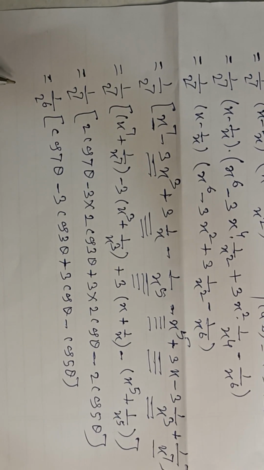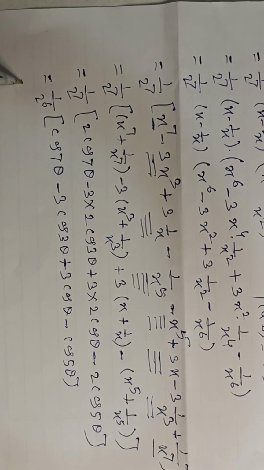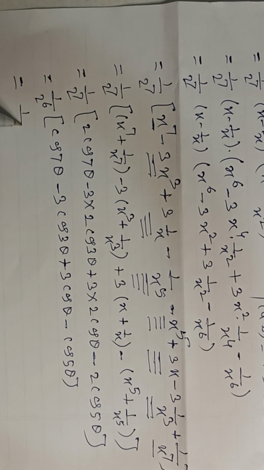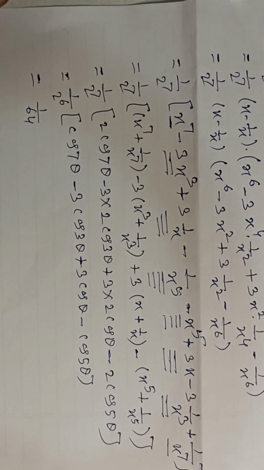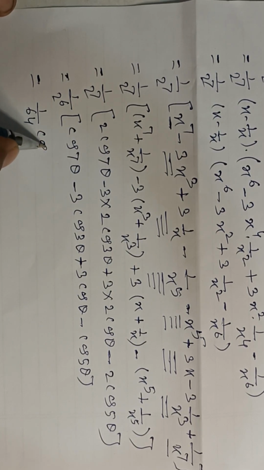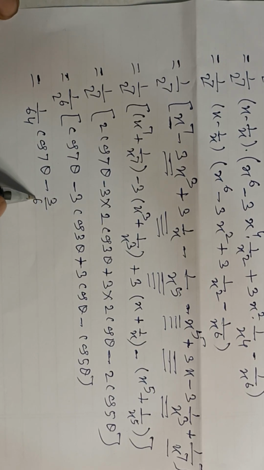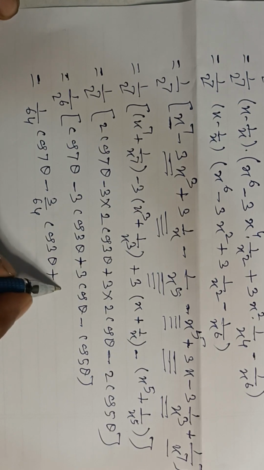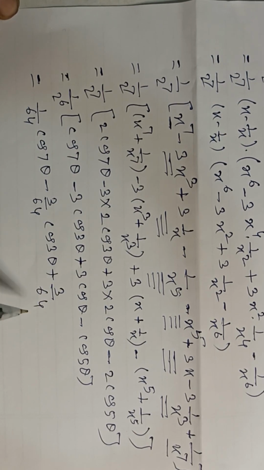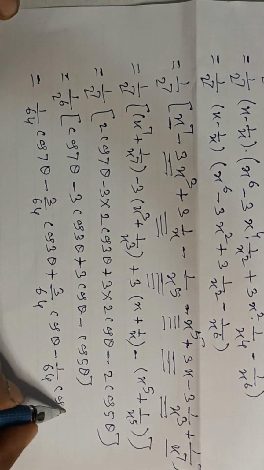Now this is equal to 1 upon 2 to the power 6. 2 to the power 6 is 64. So this can be written as 1 upon 64 cos 7 theta minus 3 upon 64 cos 3 theta plus 3 upon 64 cos theta minus 1 upon 64 cos 5 theta.